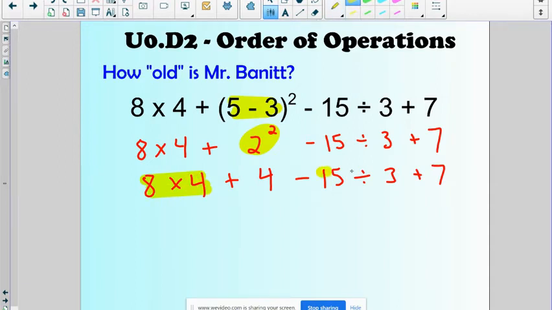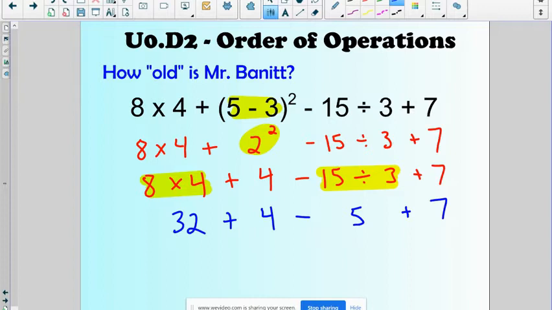We also have a division later on. And because those are spread out, they're independent of one another. We can kind of do those at the same time, but work the one on the left first. So 8 times 4 is 32. We bring down the plus 4 and the subtraction sign. And now we do the division. 15 divided by 3 is 5. And bring down the plus 7.